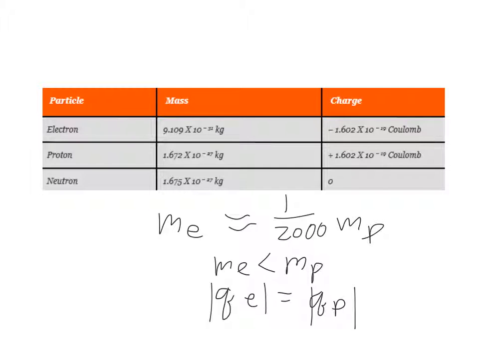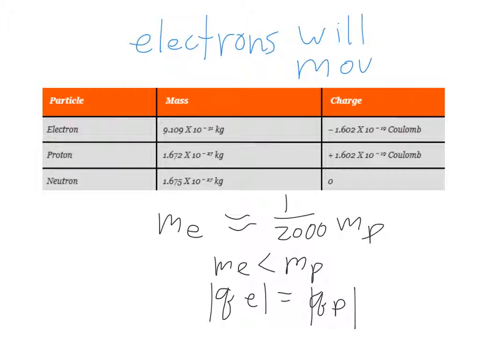Now, what all this means is that because the charges are the same, but the masses are different, when we talk about charge being moved or transferred, it's going to be electrons that will do the majority of the moving, while protons will tend to stay stationary since they have about 2,000 times the mass of an electron.